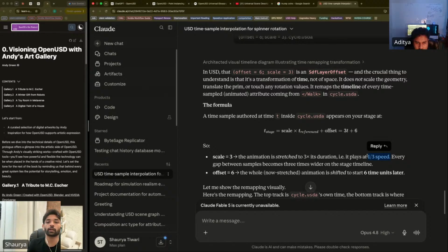Like on YouTube, we do 0.25x. So over here, we'll do 0.33x. That means multiplying it by 1 by 3, so the duration of the clip will become longer because it is being slowed down. For all the frames to play on the clip, it will take longer. So that means 3 into 4 is 12. And then offset means the stretched animation is shifted to start at 6 time units later.